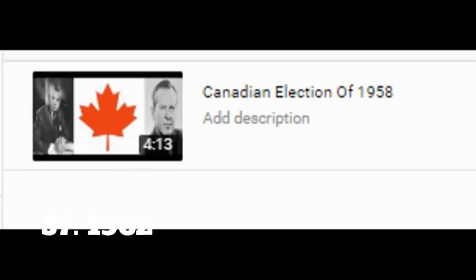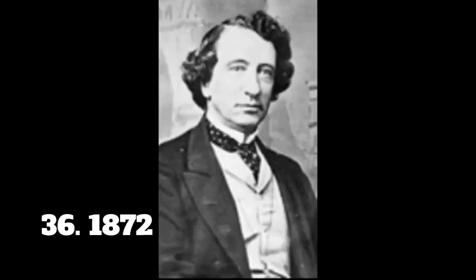Number 37, 1962. This election was the first in 4 years, and the third in this kind of 6 year stretch in Canadian history where there wasn't really any stability, and that was through the Diefenbaker prime ministership. But 1962 was kind of like the go Diefenbaker moment in a sense because, I mean, Diefenbaker lost support in this election from the last election, but I don't know where I was going with this. Rounding off the bottom 10, in 36th place, it's 1872.